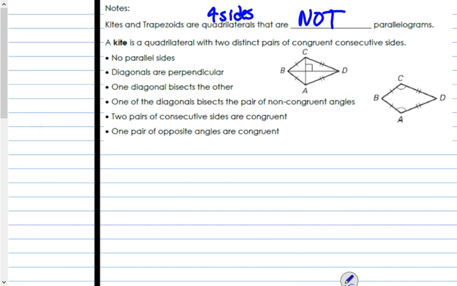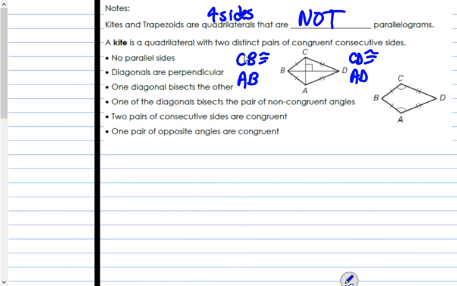A kite is a quadrilateral with two distinct pairs of congruent consecutive sides. So for example, CB is congruent to AB in this shape, and CD is congruent to AD in this first kite. A kite does not have any parallel sides. None of them are parallel.